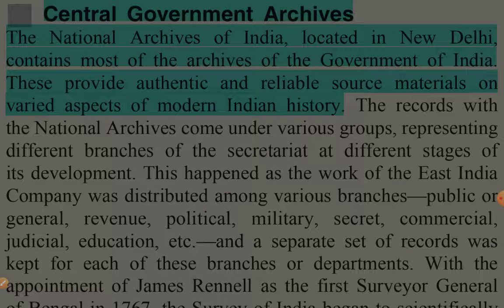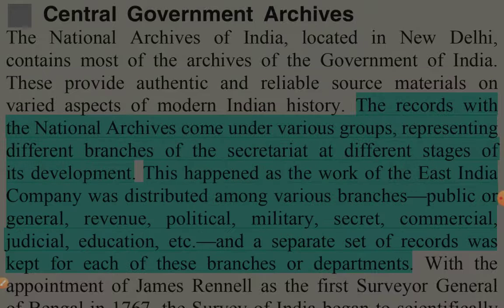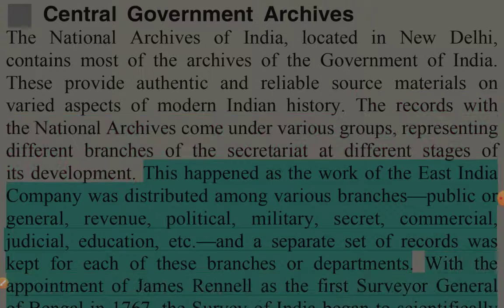Central Government Archives. The National Archives of India, located in New Delhi, contains most of the archives of the Government of India. These provide authentic and reliable source materials on varied aspects of modern Indian history. The records with the National Archives come under various groups, representing different branches of the Secretariat at different stages of its development. This happened as the work of the East India Company was distributed among various branches: public or general, revenue, political, military, secret, commercial, judicial, education, etc., and a separate set of records was kept for each of these branches or departments.